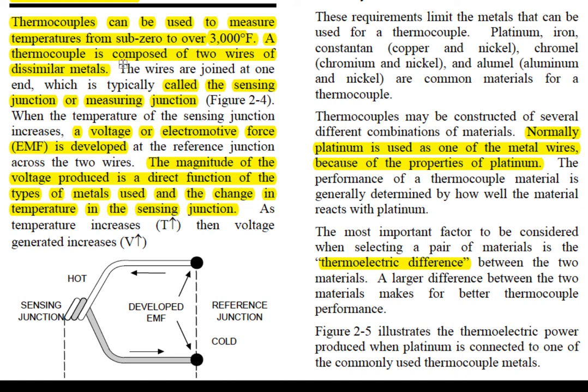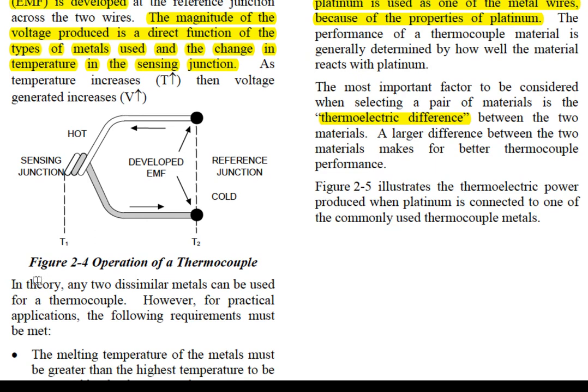All right, here we go. A thermocouple is composed of two wires of dissimilar metals, very similar to the bimetal, but this is going to be creating a voltage instead. The wires are joined at one end, which is typically called the sensing junction or measuring junction. Look down here at the picture where they have the two dissimilar metals. One is shown as a white branch, and the other one's kind of grayed out. If you're looking at your text material, one is grayed and one is white. Then they coil them together, or join them together, on one end. This is called the sensing junction right here. Go ahead and highlight that.